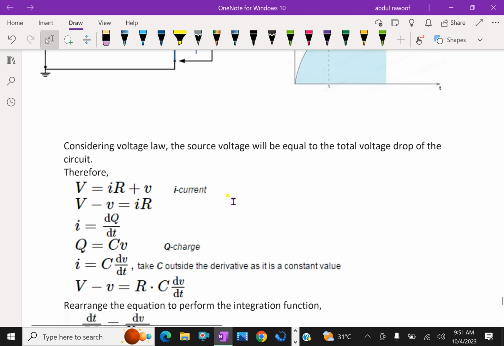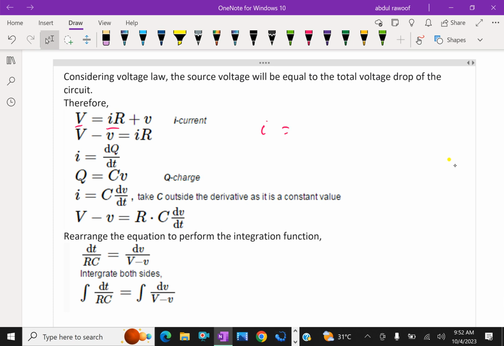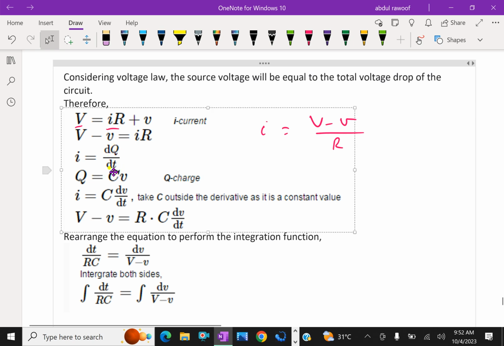Now look at this derivation of capacitor charging. Consider the voltage law. We know that the source voltage will be equal to the total voltage drop of the circuit. Therefore, V is equal to iR, that is the instantaneous current in resistance, plus v. So V minus v equals iR. Then from that you get i equal to (V minus v) over R. Then we know that i is equal to the change in charge with respect to time, that is i equal to dq by dt.